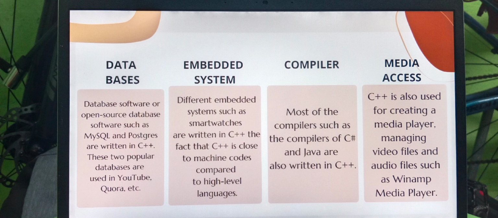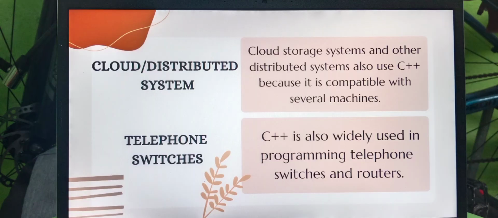Compilers. Most of the compilers, such as compilers of C, Haskell, Swift, and Java, are also written in C++. Media access. C++ is also used for creating media players and managing video and audio files, such as the Winamp media player. Cloud or distributed systems. Cloud storage systems and other distributed systems also use C++ because it is compatible with several machines. Telephone switches. C++ is also widely used in programming telephone switches and routers.